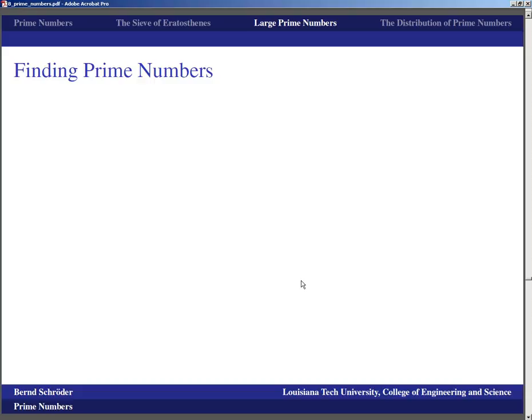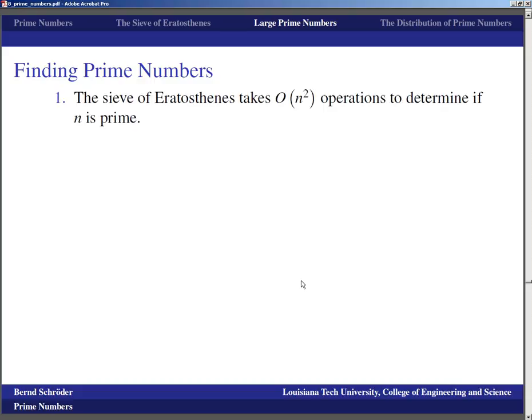And so finding prime numbers is ultimately something that is a big area in number theory, as well as because of their applications in encryption, in the intelligence community, as well as in internet security. So to find prime numbers, the sieve of Eratosthenes actually takes O of n squared operations to determine if n is prime.